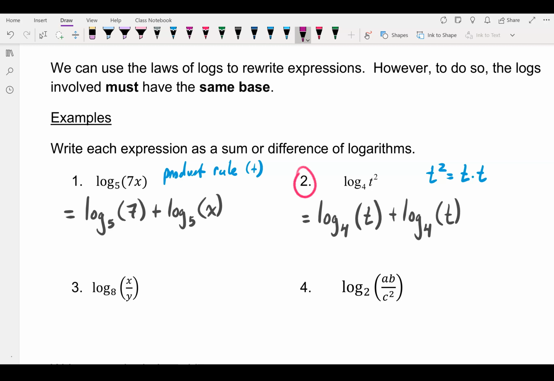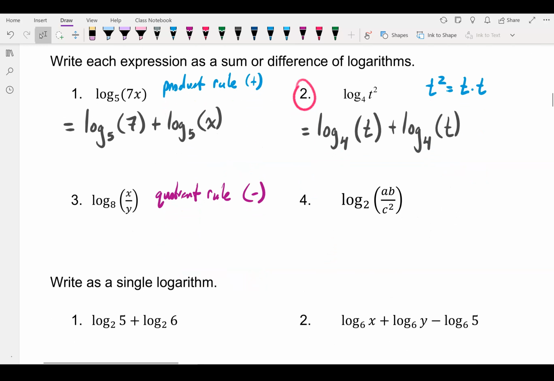Quotient rule, which is the next piece, is where you see there's quotients or fractions inside. You're going to be dealing with minuses, okay? So let's see if we can figure that out. Pause the video, see if you can figure this one out without my help. I see that it's a quotient inside, so it's the log of the first one, you can say subtract the log of the second one. That's all there is to it.